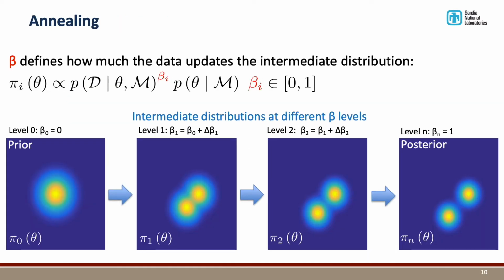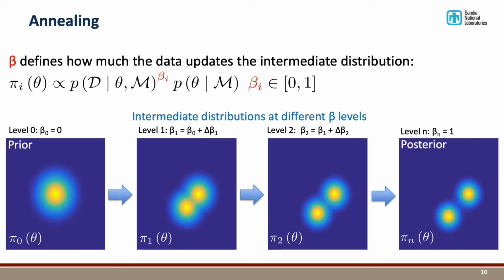In the annealing step of ST-MCMC, we first define a set of intermediate distributions. These intermediate distributions are going to reflect different amounts of contribution of the data. This is controlled by a parameter beta, which is an exponent of the likelihood. So beta equals 0 corresponds to the prior, and beta equals 1 corresponds to the posterior. By tuning this beta parameter, we can define how much influence the data has at any given level of ST-MCMC.